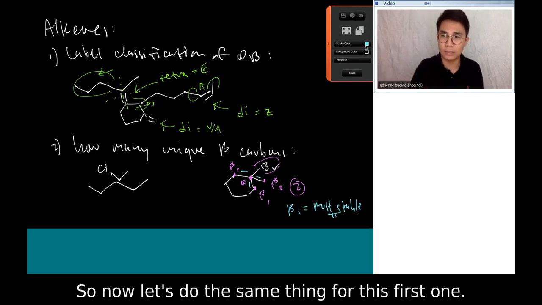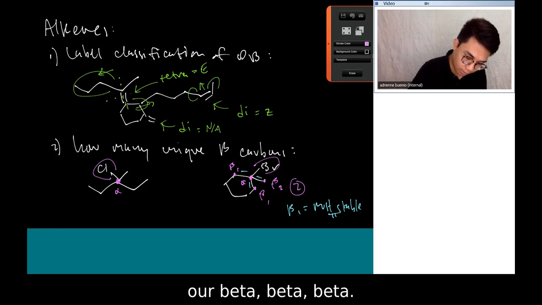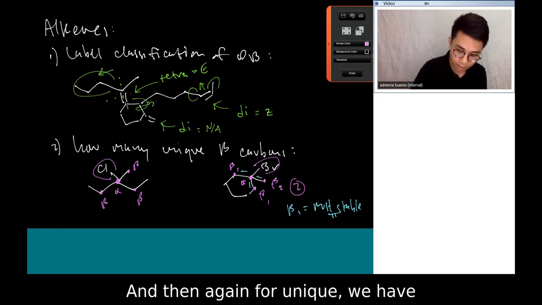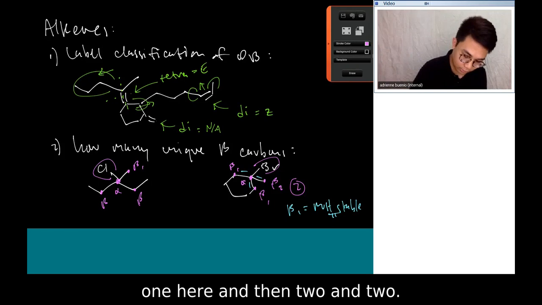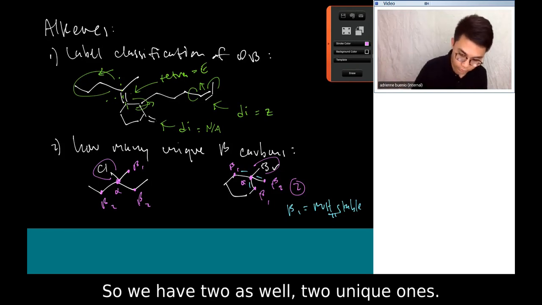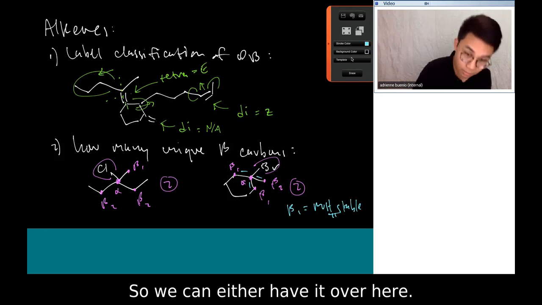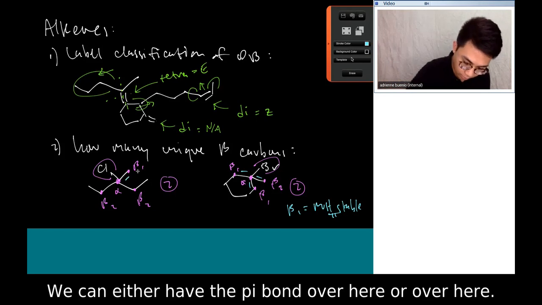Okay, so now let's do the same thing for this first one that I forgot the halogen on. So we said halogen. This is going to be our alpha, and then our beta, beta, beta. And then again for unique, we have 1 here, and then 2 and 2, right? So we have 2 as well, 2 unique ones. And then just for fun, let's label the most stable pi bond. We can have the pi bond over here or over here.